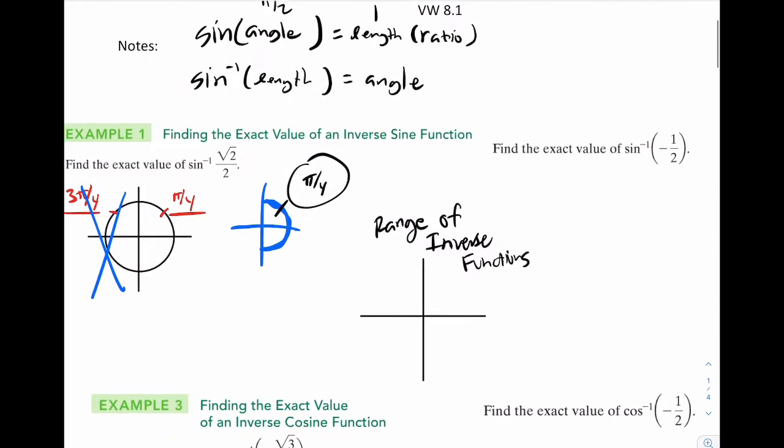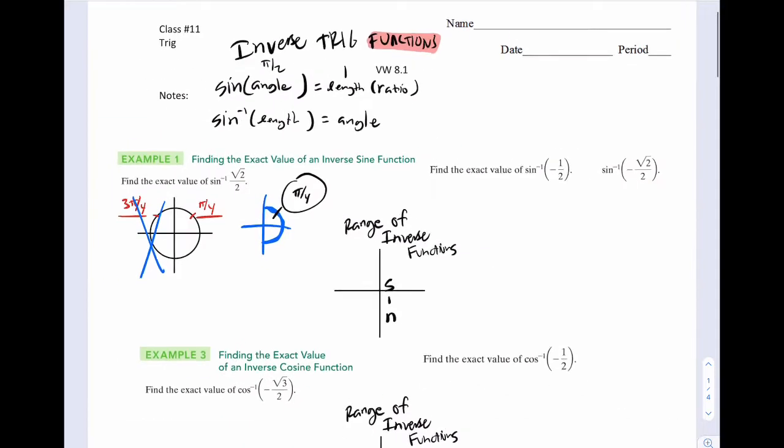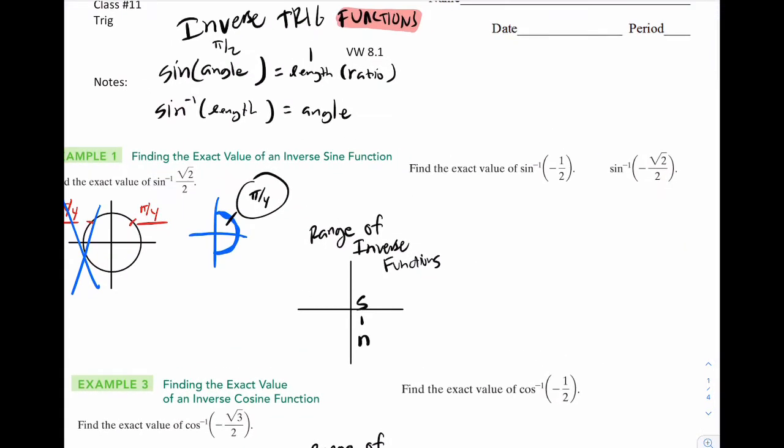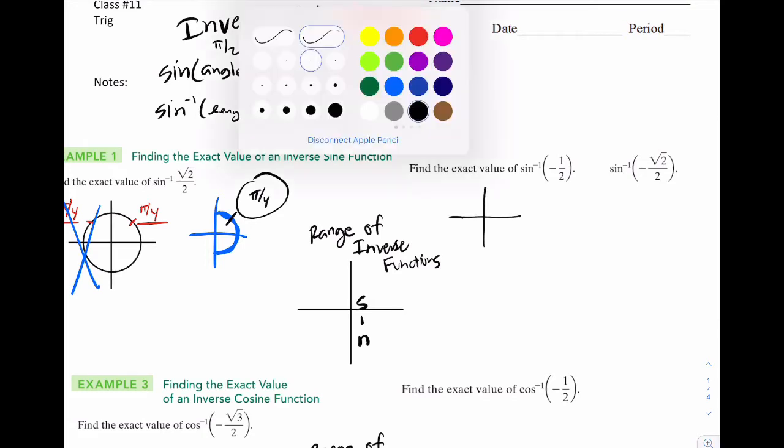A little shortcut you're going to write is right here: the range of inverse functions. We're going to write sine right there. That's going to be our little cheat sheet. So let's do a couple of examples here. Sine inverse of negative 1/2. We're going to highlight quadrants 1 and 4.